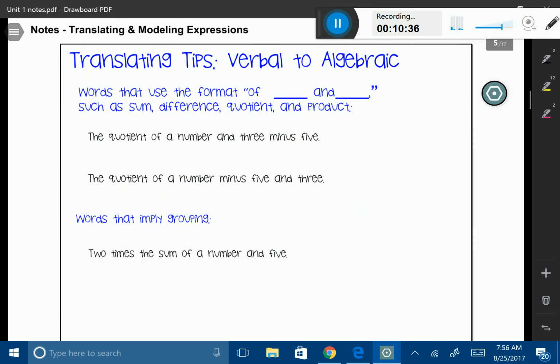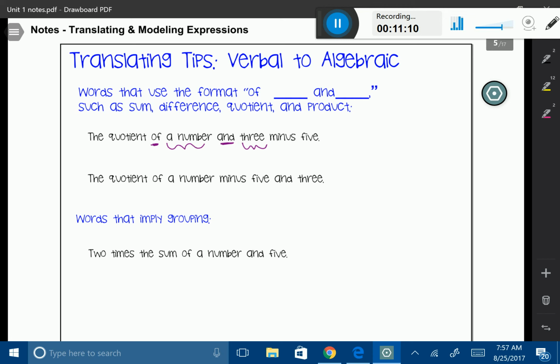Okay. Now, there are a couple tricky ones that I wanted to address separately. The first one is words that use the format of something and something, such as the sum, difference, quotient, or product. What I mean is this. Let's look at the first one. The quotient of a number and 3 minus 5. You'll notice that I have that "of" and "and" in there. Of what? Of a number. And what? And 3. So the quotient of a number and 3 minus 5.